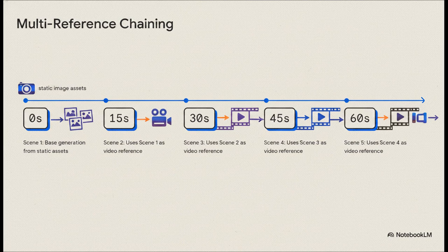This is how you make longer scenes. At 0 seconds, you generate your first scene using your static image assets, just like we talked about. But then, to make the next clip, you upload scene 1 as a video reference along with your images. The AI literally looks at that moving video and perfectly maintains the lighting, the characters, and the physics to create scene 2. You just keep chaining them. Scene 3 uses scene 2 as a reference, scene 4 uses scene 3, and so on.